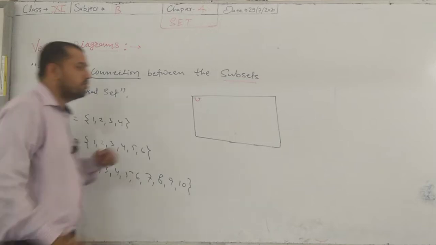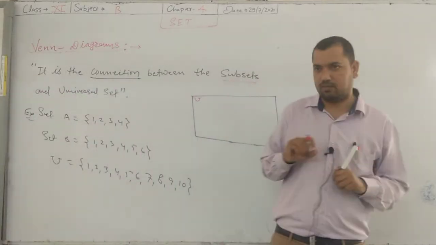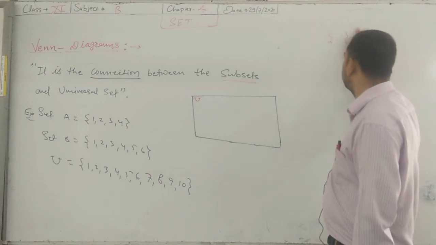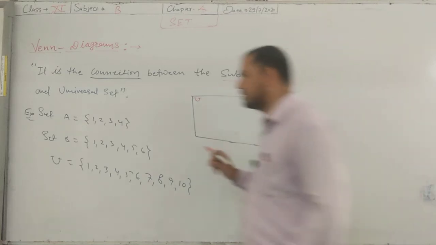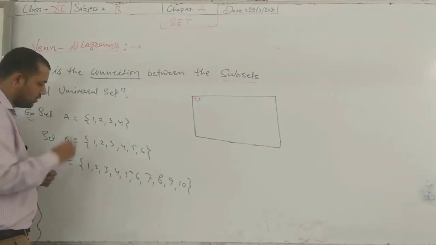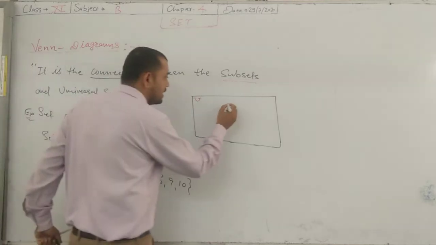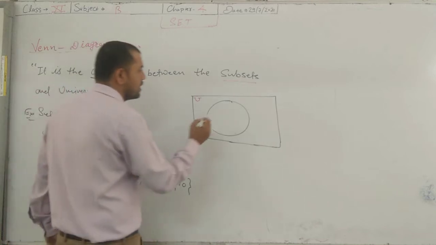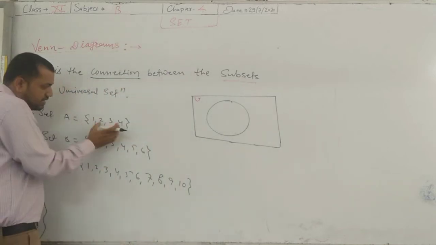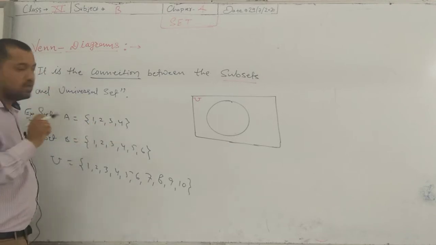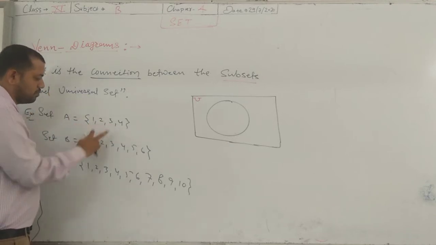In a Venn diagram, we represent each and every set in the form of a circle. In earlier classes, we discussed that a set is represented by brackets, but in the Venn diagram, every set is represented by a circle. Then B is larger compared to A, so first of all we draw B. B set is here: 1 2 3 4 5 6. And we can say that A is a part of B, that A is a subset of B.